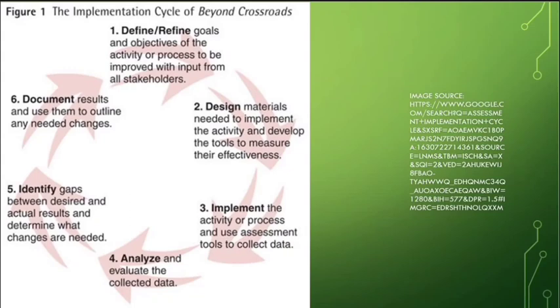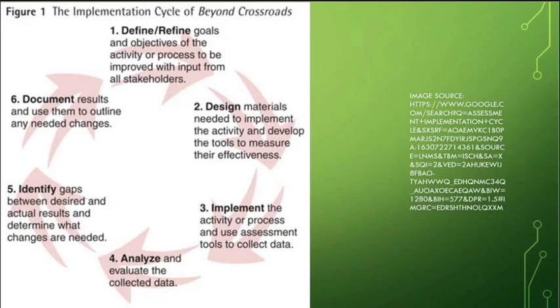The last one in the cycle is the documentation. In here, we document results and use them to outline any needed changes. This will pinpoint the gaps from number 5. If you analyzed in number 5 that the actual results did not meet the expectation, the target competencies, then for number 6, what you need to do is to identify whether what you did is actually already identified in number 5.